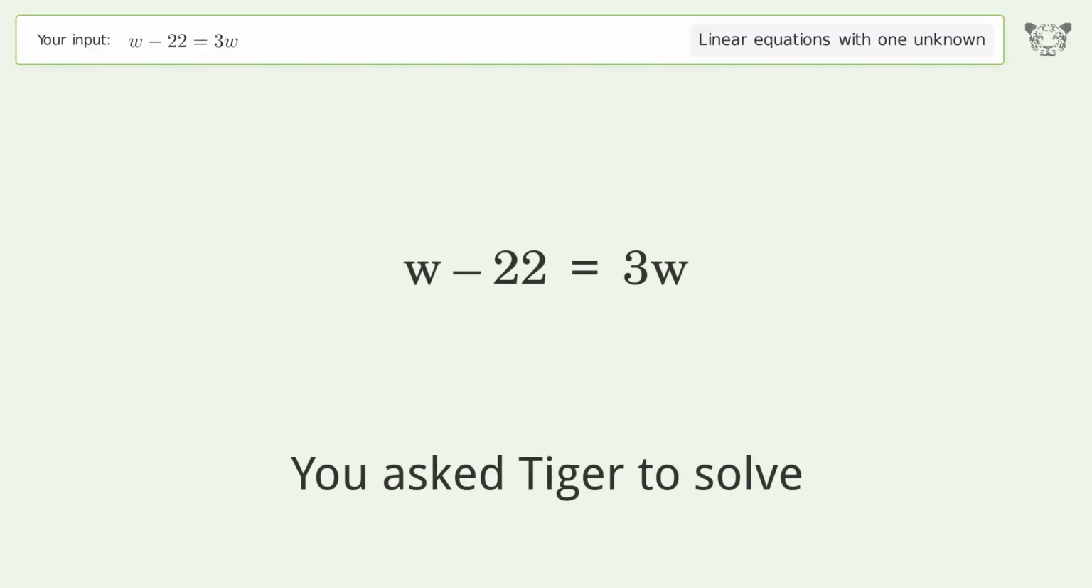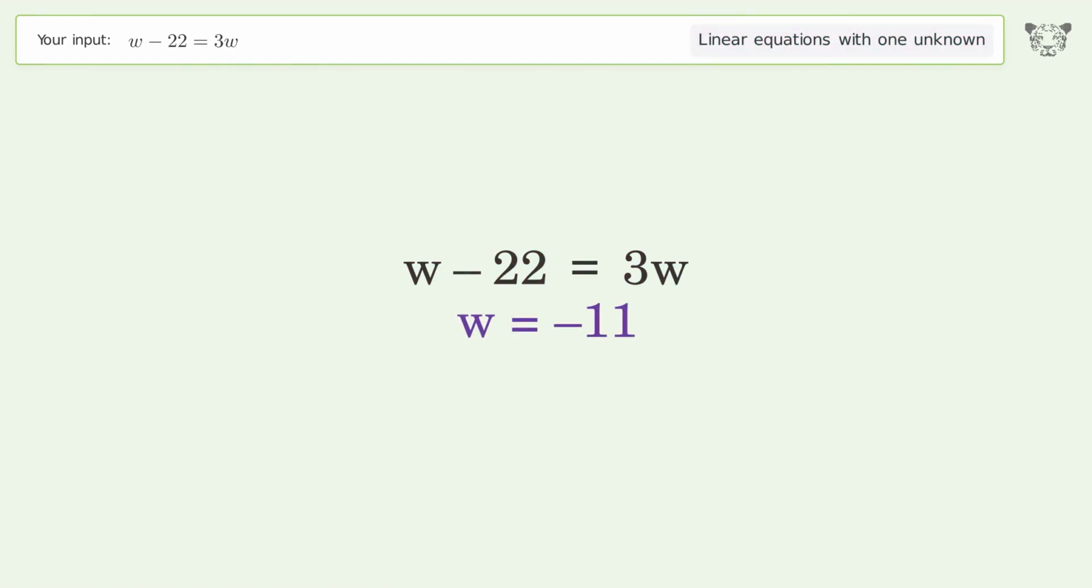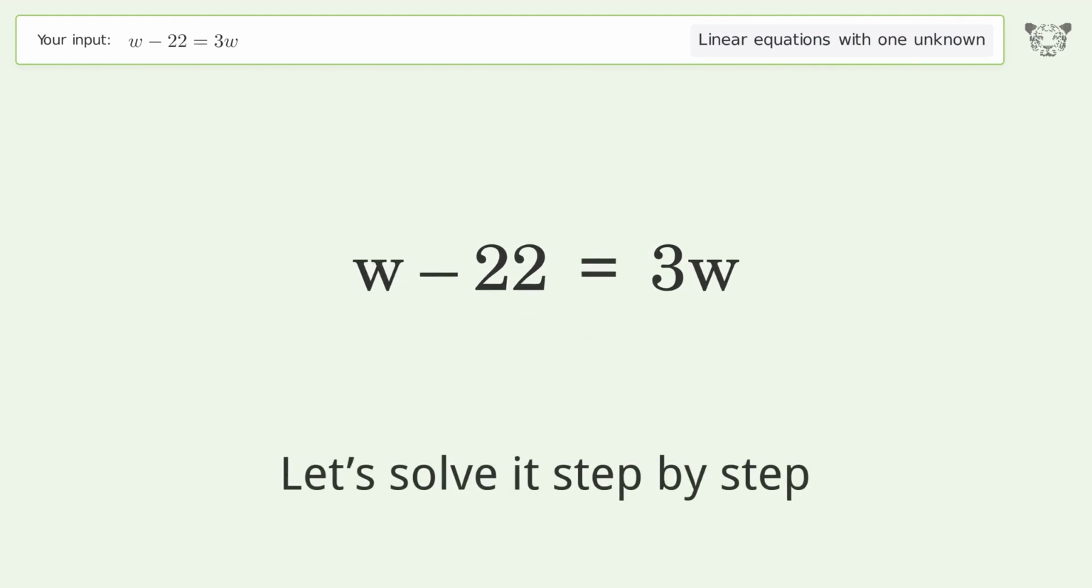You ask Tiger to solve. This deals with linear equations with one unknown. The final result is w equals -11. Let's solve it step by step.